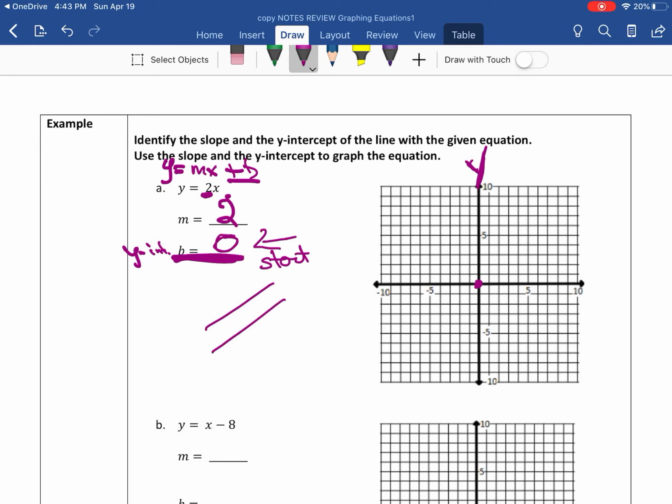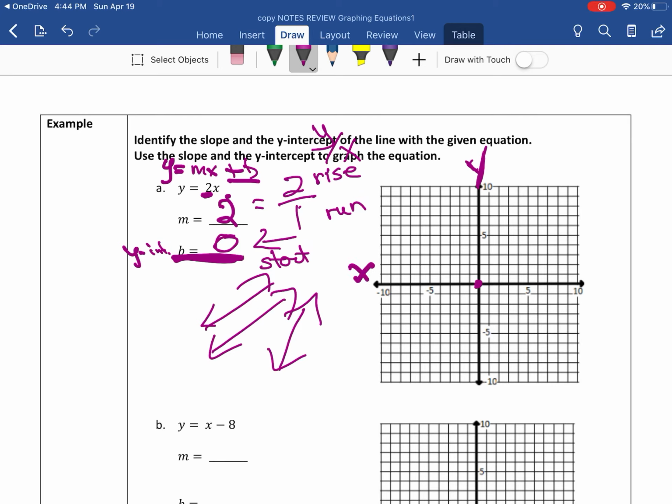Our slope is a positive 2. So we know that our graph is going to be running in a positive direction. A positive 2, to make a whole number into a fraction, is positive 2 over 1. Remember, we have rise over run, or y over x. Your run is your x. You run left or right. It's a positive 1, so I'm going to go right 1. And then my rise is a plus 2, so I'm going to go up 2. So I'll go right 1, up 2 from my point on the y-intercept. Put a point. Right 1, up 2.